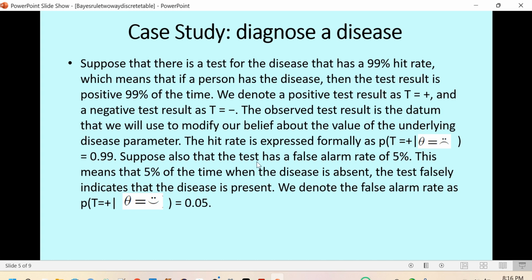Also, we have another rate called the false alarm rate. The false alarm rate means that if this person does not have the disease but the test result is positive, this conditional probability is 0.05. So this means a false alarm, because this person has no disease, but the test is positive.